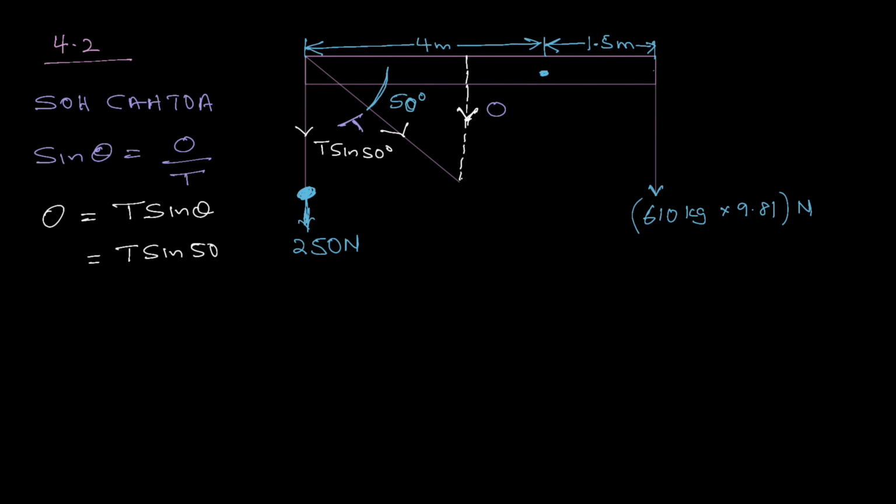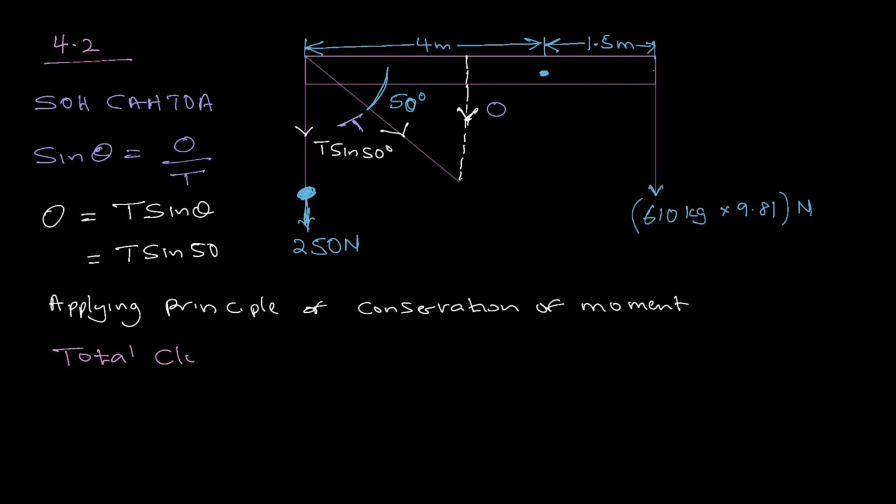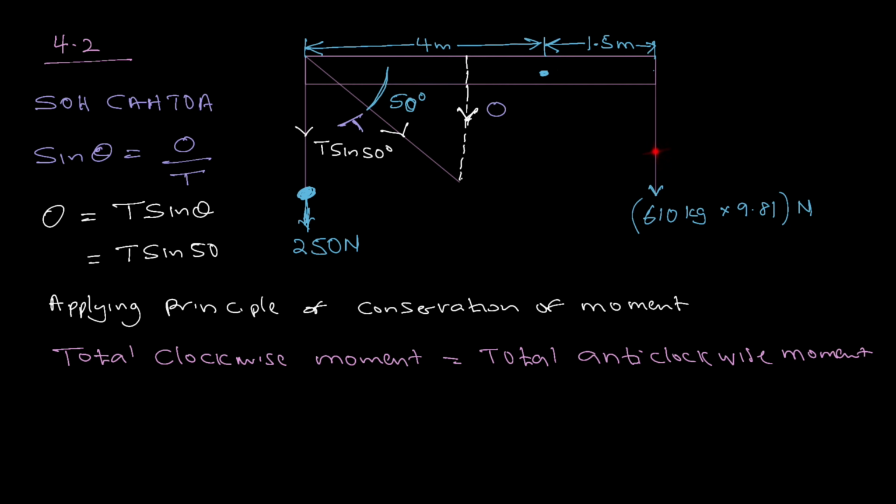Right, so we can now take moment about the pivot here, and in that case we need to apply the principle of conservation of moment. Applying the principle of conservation of moment, which states that the total clockwise moment equals the total anti-clockwise moment. So let's look for the clockwise moment. Here's the one going in the clock direction. So I'm going from there to there. So that's a clockwise moment.